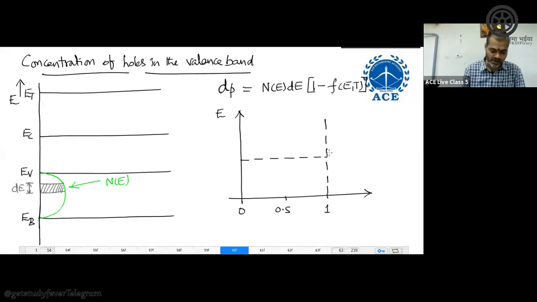How? What is F of E comma T? You get something like this. Listen. We know it is symmetrical with respect to EF. So I can draw. This is nothing but F of E comma T.